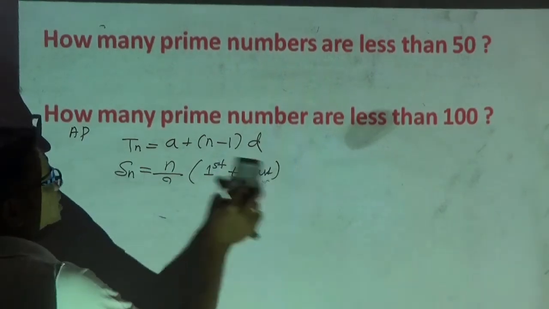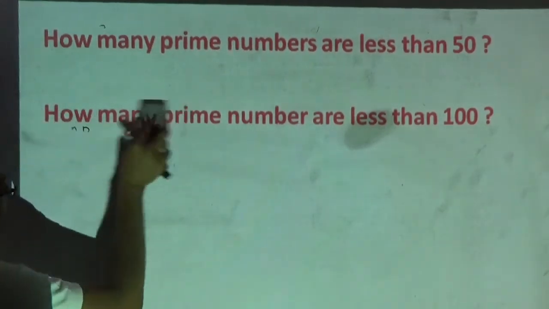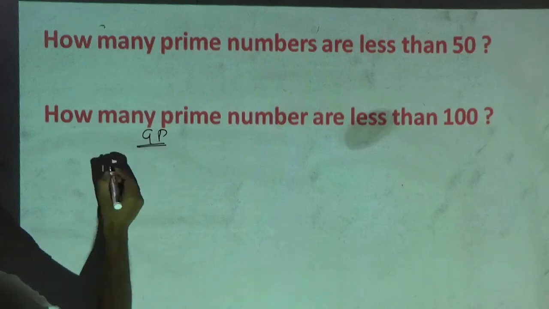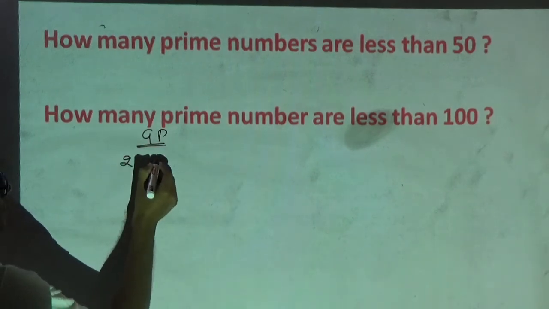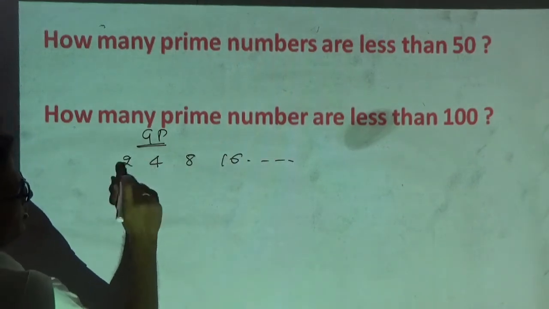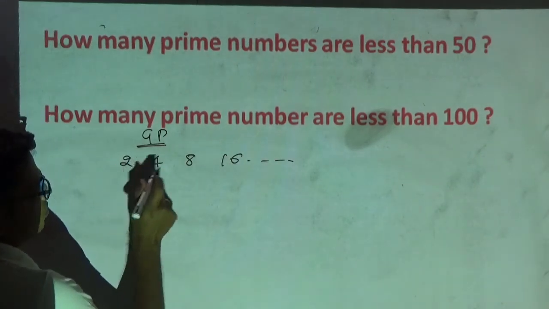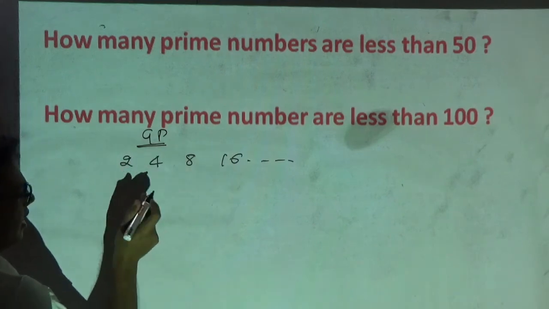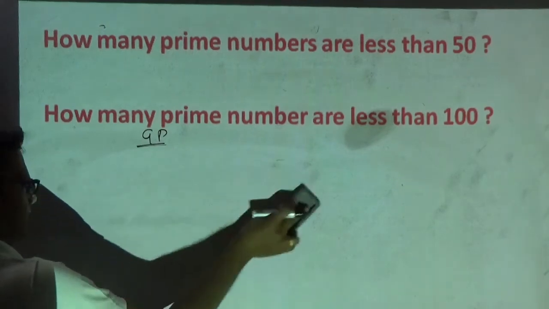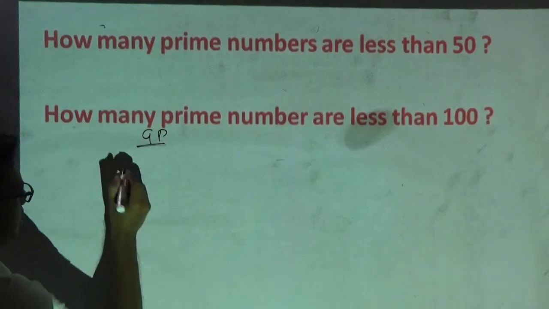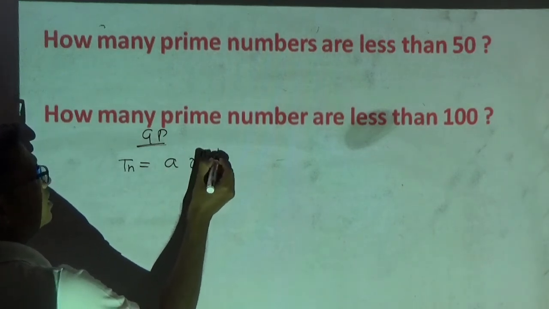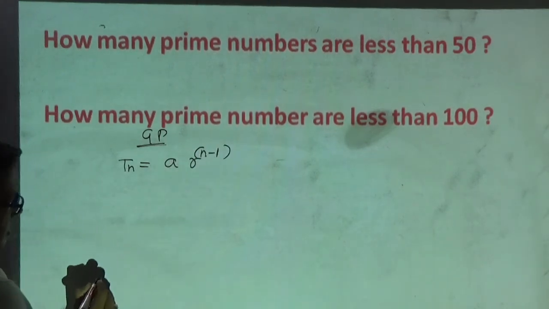Okay, then I will write for GP now. For geometric progression, what is the example series? 2, 4, 8, 16. See, here we have a common ratio. 4 by 2 is 2, 8 by 4 is 2, 16 by 8 is 2. Such is an example series for geometric progression. Okay, now here nth term Tn is given by a into r to the power of n minus 1.